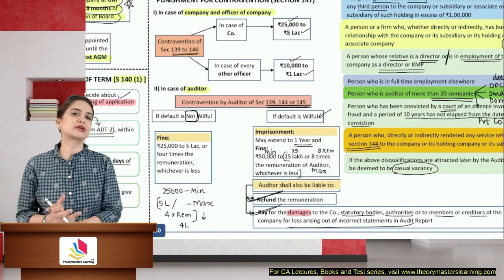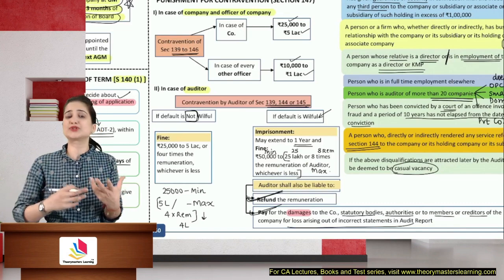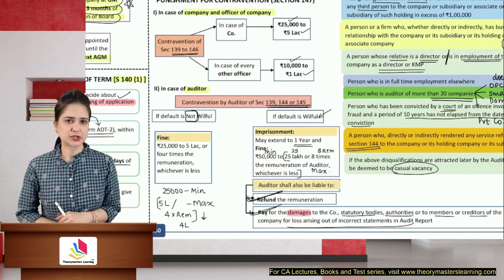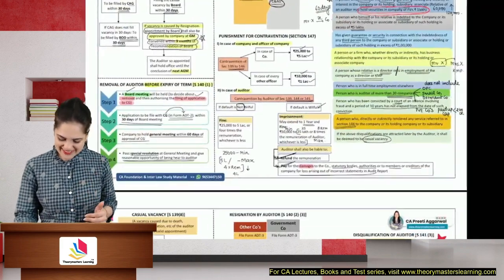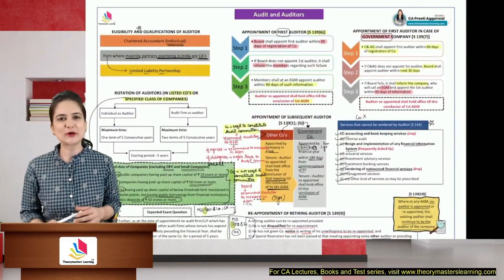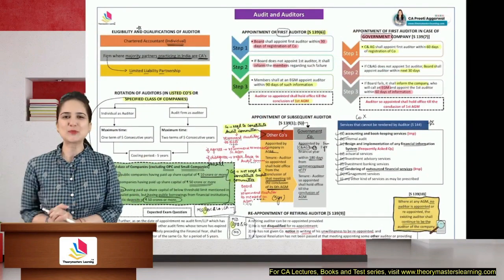A separate question can be asked, or they can combine 2 questions and ask you to specifically mention the punishment for contravention. Okay, so with this, students, we come to an end. Yes, we have come to an end of Audit and Auditors. We covered the entire chapter in just 2 pages.